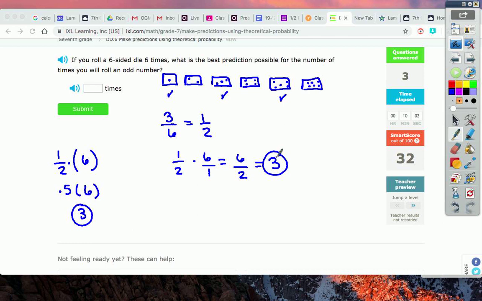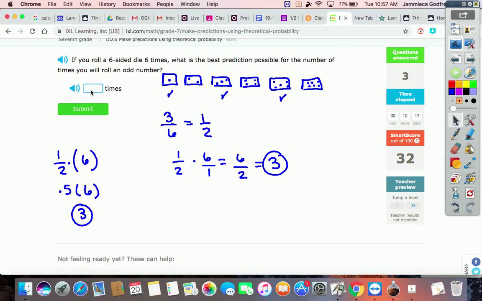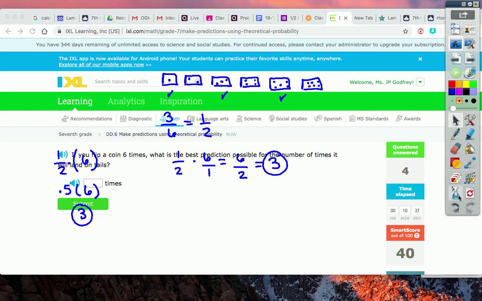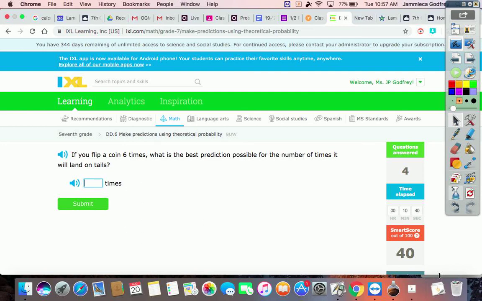Yes? So if you select a marble without looking and put it back, if you do this 5 times, what is the best prediction possible of the number of times you will pick a marble that's not orange? None of them are orange, so it would be 1 times 5. What's the probability of getting an orange if none of them are orange? If there are no oranges, you cannot pull any orange. Did you get it? Don't be scared. Go on and do it.